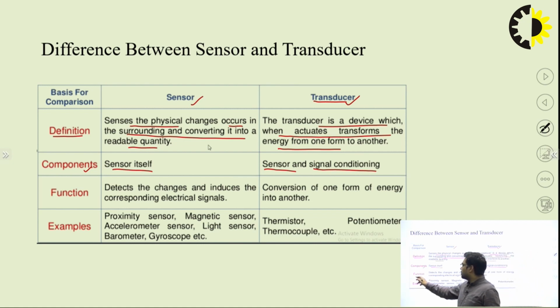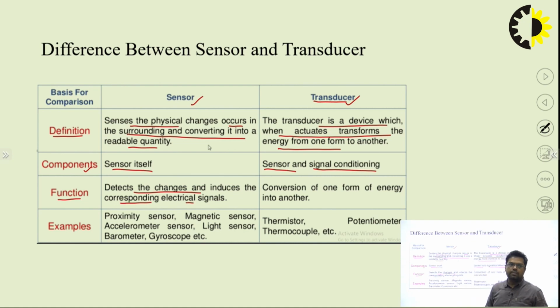Now coming to the functions. The function of a sensor is that it detects changes and induces a corresponding electrical signal. But in the case of a transducer, it is the conversion from one form of energy into another form of energy, which I discussed earlier.